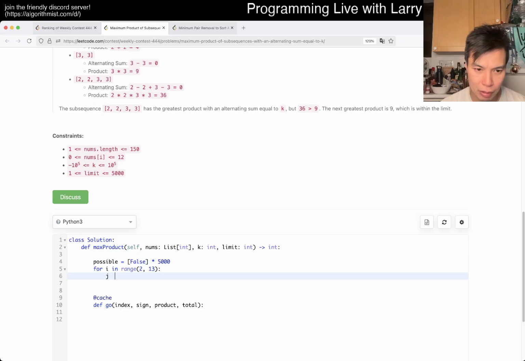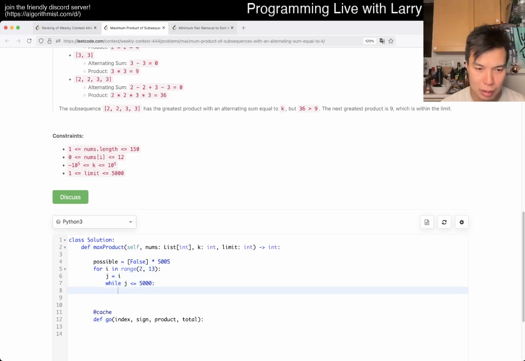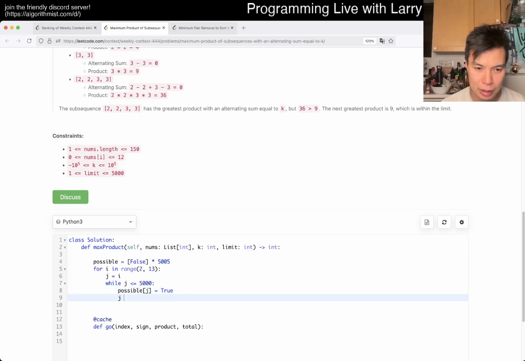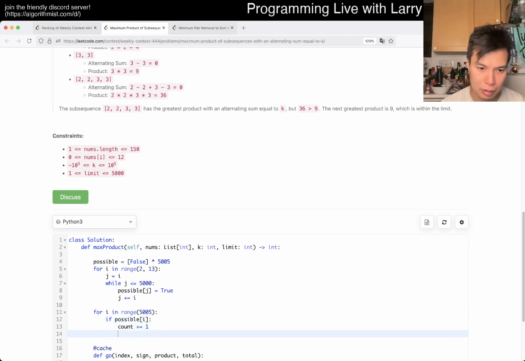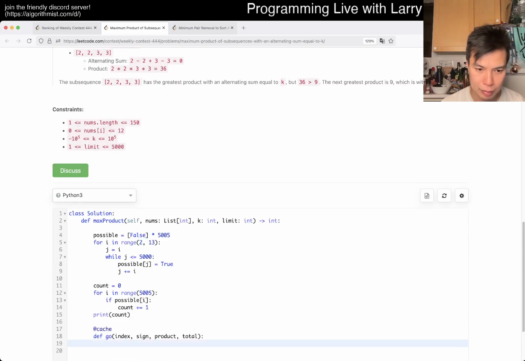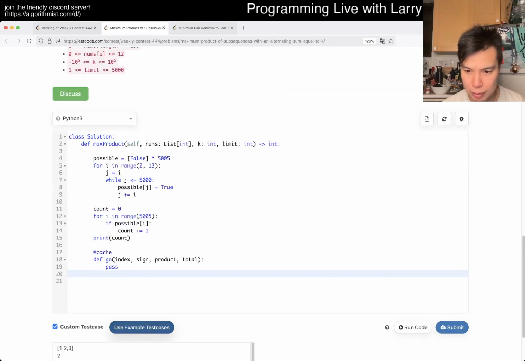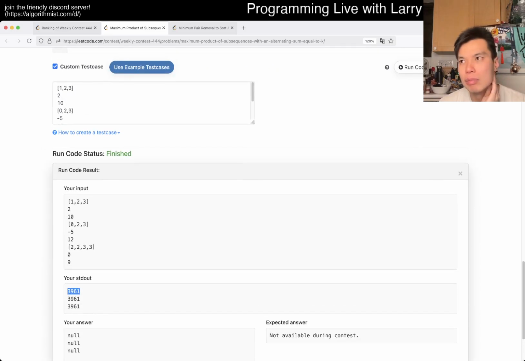J is equal to I, while J is... Okay, whatever. Possible sub j is equal to true. J, right? Otherwise, it's not possible. So for I in range, from whatever, it doesn't matter. If possible sub I, right? Okay, so it's still 4,000. So there's still more numbers that are possible.